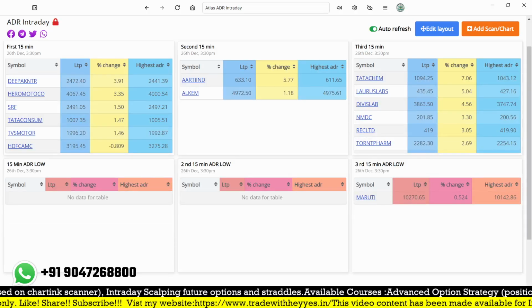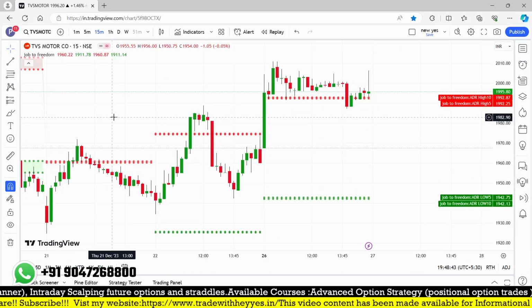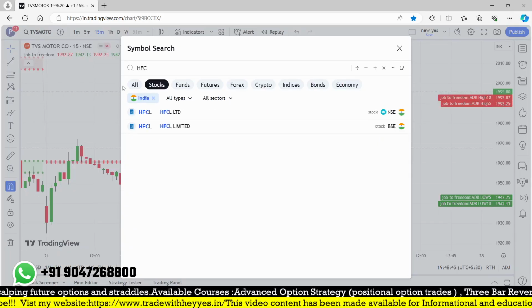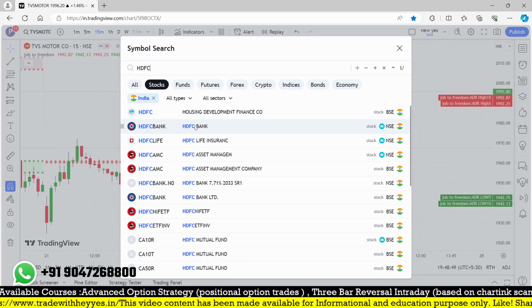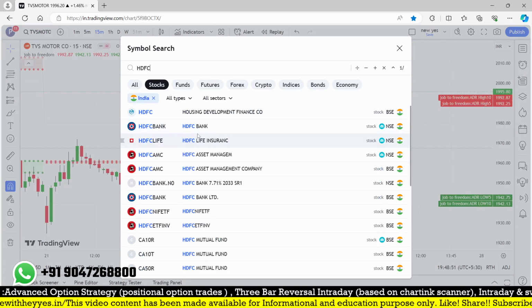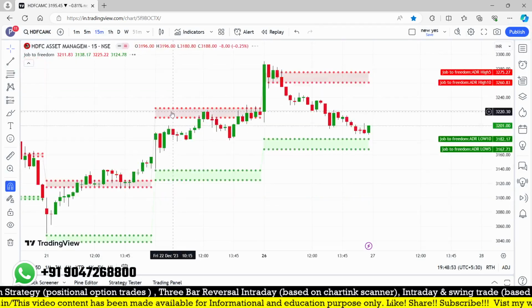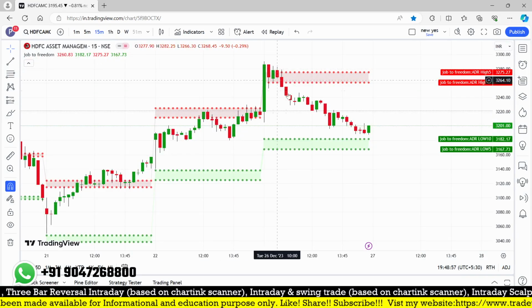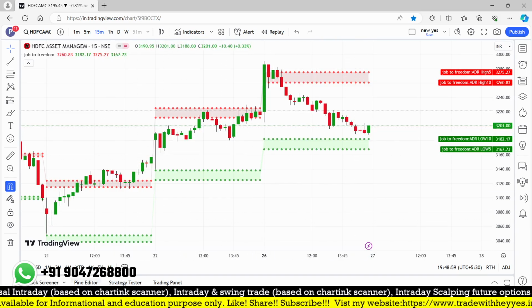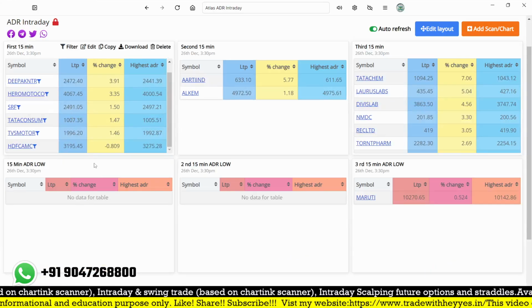And one more stock is HDFC AMC. But here, near the closing of the contract, we are not going to try for an option trade because the time decay would be very fast if you are looking for an option trade. This has not broken the high. Instead of a breakout, it entirely reversed back from the top in the first 15 minutes candle. These are all the stocks.